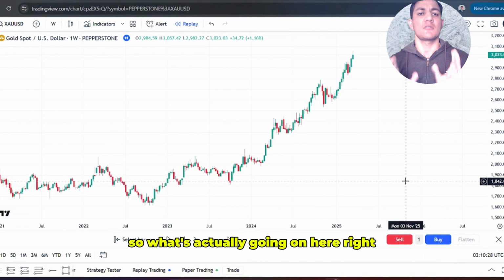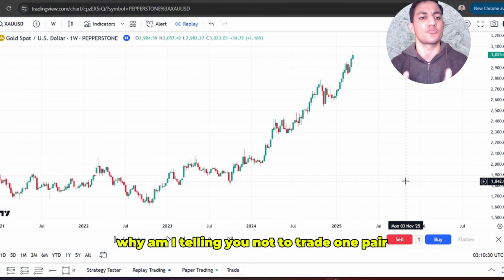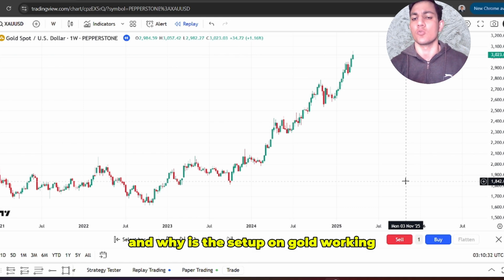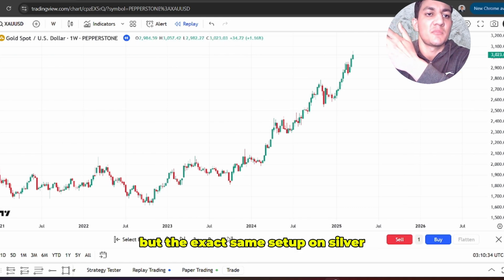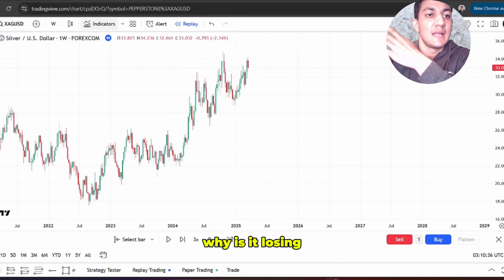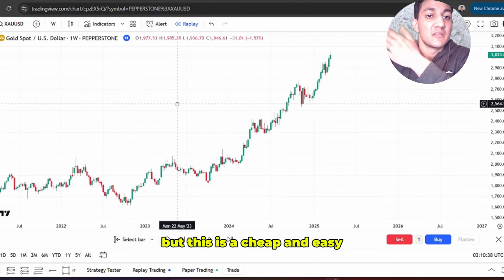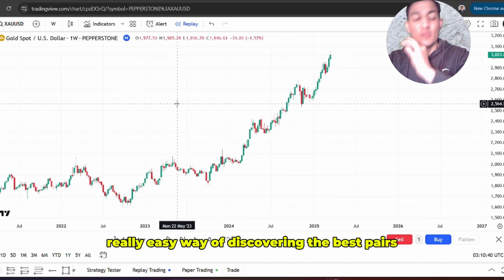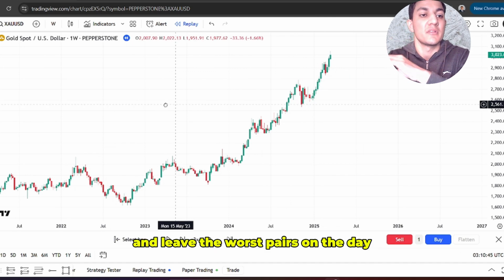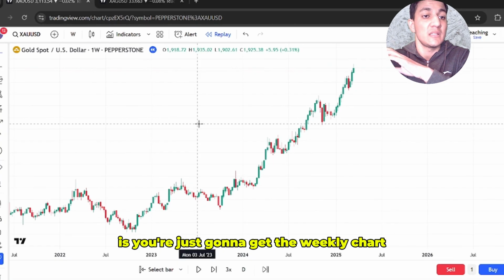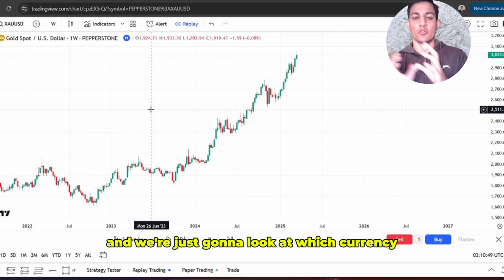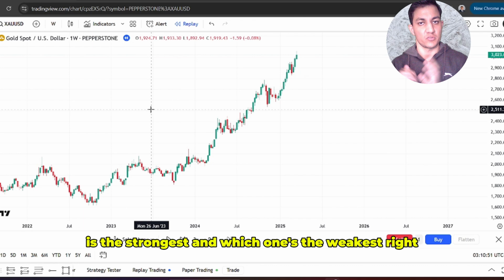So what's actually going on here? Why am I telling you not to trade one pair? And why is the setup on gold working, but the exact same setup on silver is losing? I've not discovered this, but this is a cheap and really easy way of discovering the best pairs and the worst pairs on the day. What you're going to do is get the weekly chart and look at which currency is the strongest and which one's the weakest.